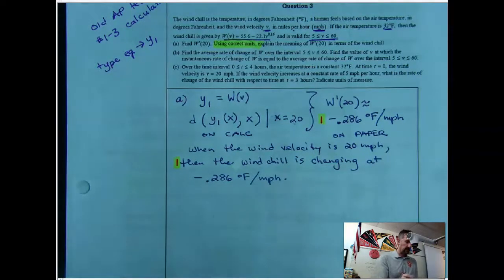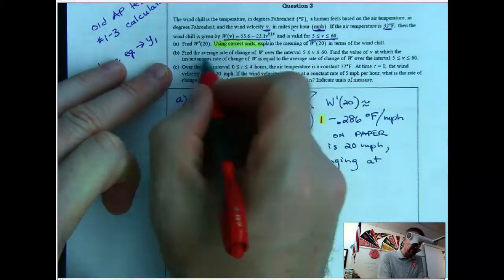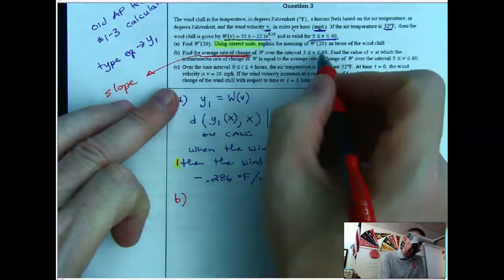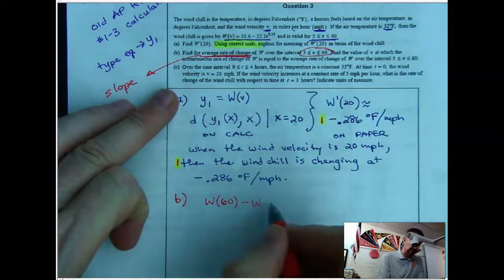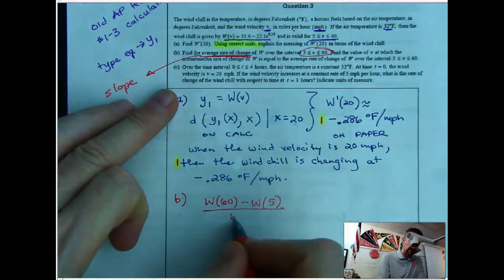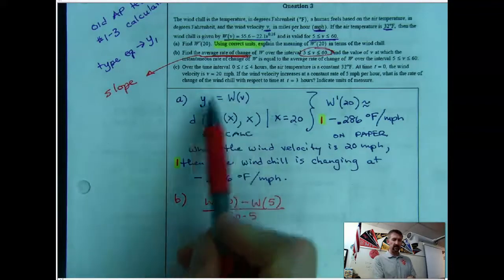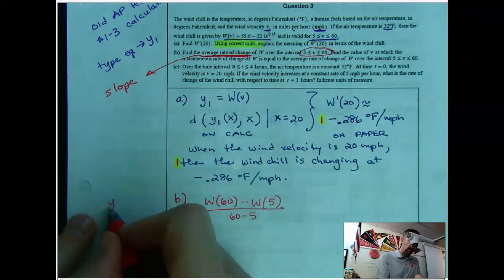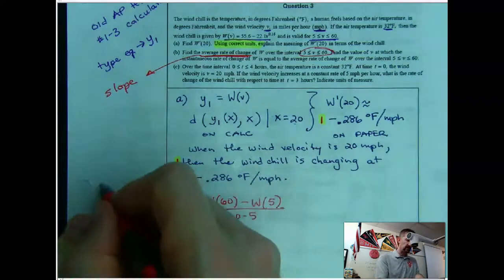So, part B. Find the average rate of change. The average rate of change is a slope. Okay? So, over the interval, that's going to be W of 60 minus W of 5 over 60 minus 5. And the nice thing about that is we should have W typed into Y1. So all you have to do in the home screen is type Y1 of 60, and that'll give you that answer in the home screen.